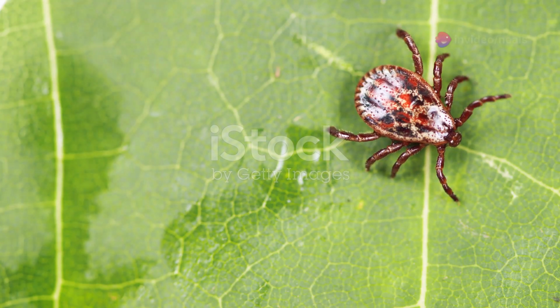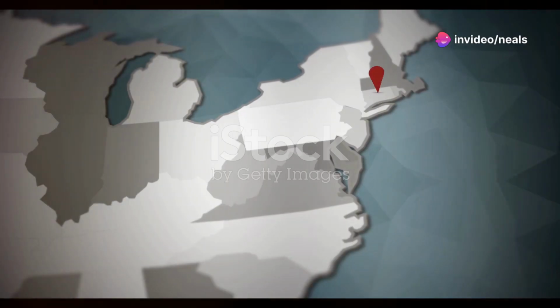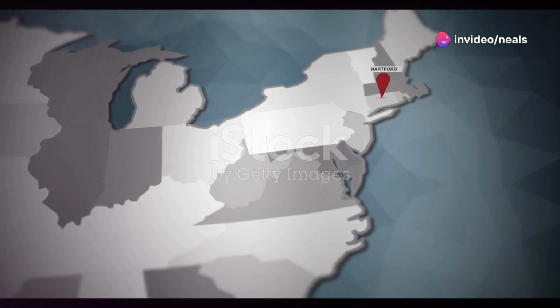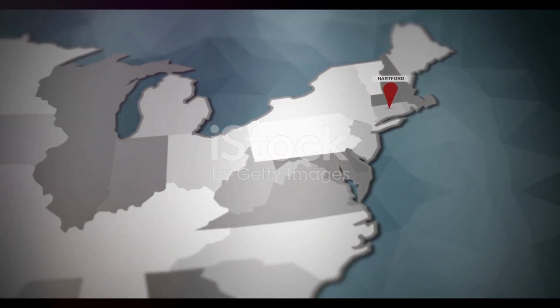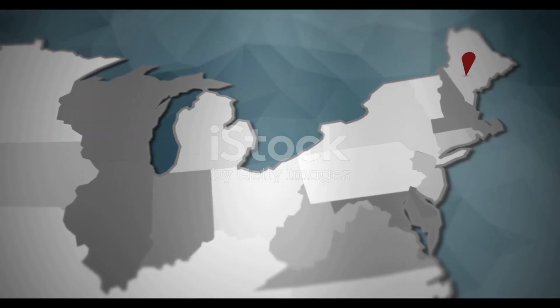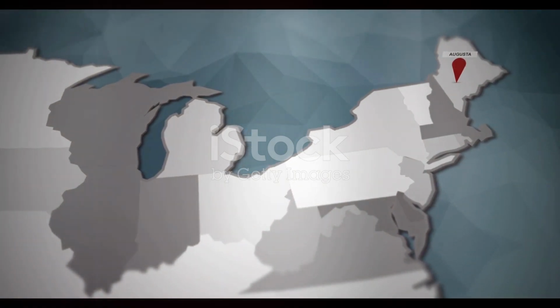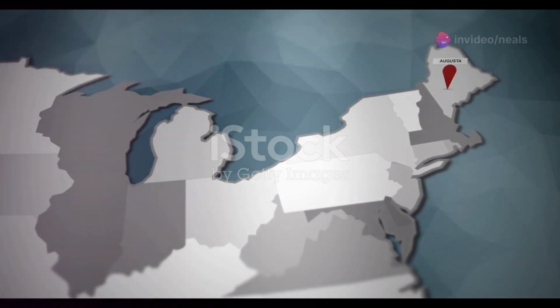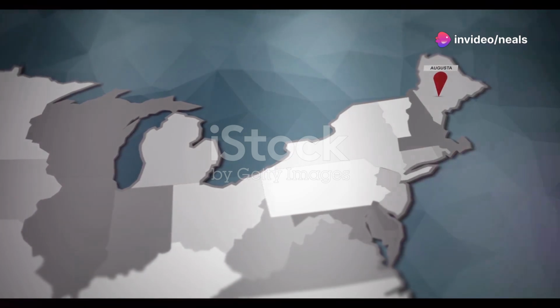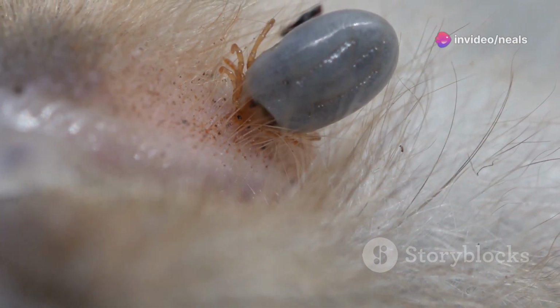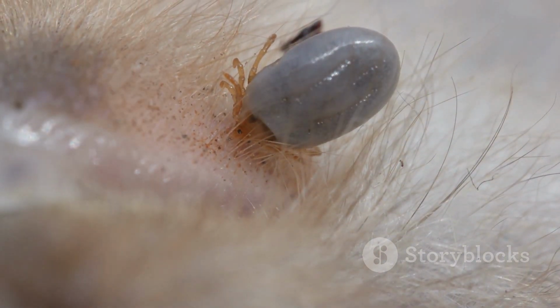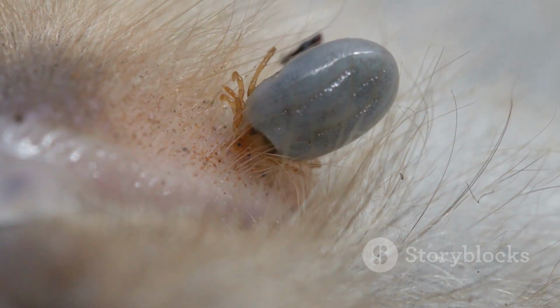A familiar foe, the American dog tick. The American dog tick, also known as Dermacentor variabilis, is a common pest found throughout the eastern and central United States. These ticks are often found in grassy, wooded and shrubby areas where they wait for a host to pass by. These tiny creatures, though small, pose a significant health risk to both humans and animals.